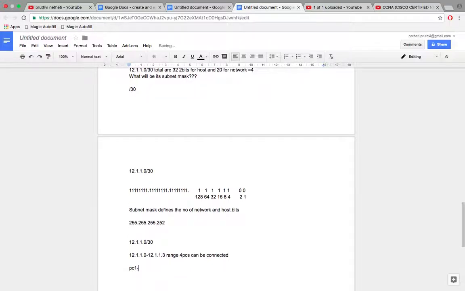PC 1, you can give 12.1.1.1. For PC 2, you can give 12.1.1.2. Okay, followed by the subnet mask 255.255.255.252. So the total number of IPs are 4. You can assign it to 4 devices.